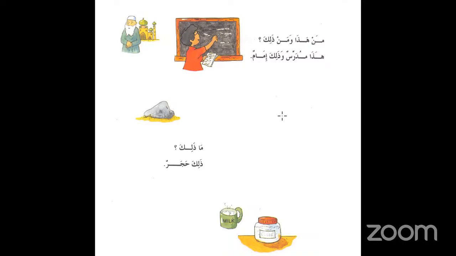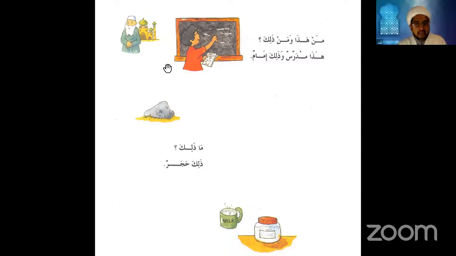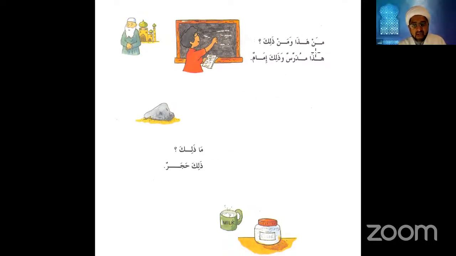Go ahead. When you say man for humans, is that "man dhalika"? It would be that, yes. So "man hadha wa man dhalika": who is this and who is that? Because there are two individuals in the picture. Someone is closer, he's the teacher, and someone who's further away, he is the imam.